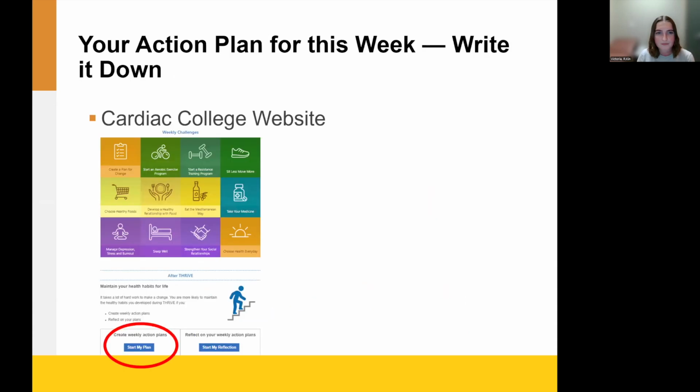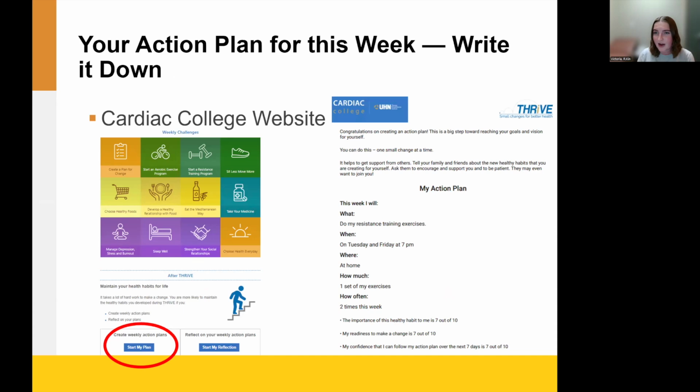Okay, so once you have your action plan, again, write it down. You can do so in the handout or on the Cardiac College website. And you want to create an action plan for every goal that you set. Again, I like to say it's the no excuses slide. It really helps to outline exactly what we're going to do and how we're going to do it. So if you gave a stranger your action plan, they should know exactly what you're going to do to achieve your goal.